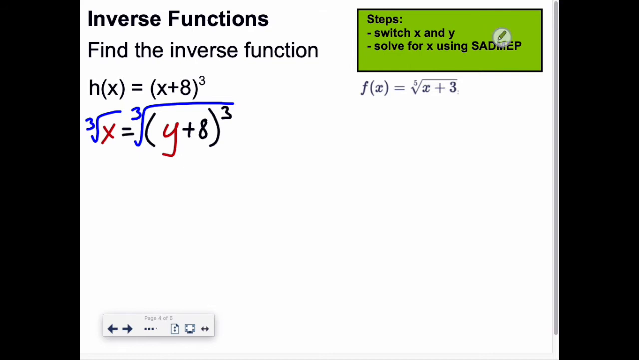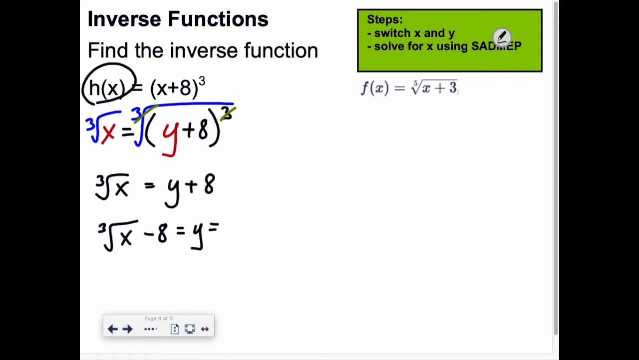So over here, the cube root and the cube cancel. So I'm left with the cube root of x equals y plus 8. Cool, now I just need to subtract the 8 from both sides. And I have my y. And again, you can write this as the inverse of the original, so h inverse of x.